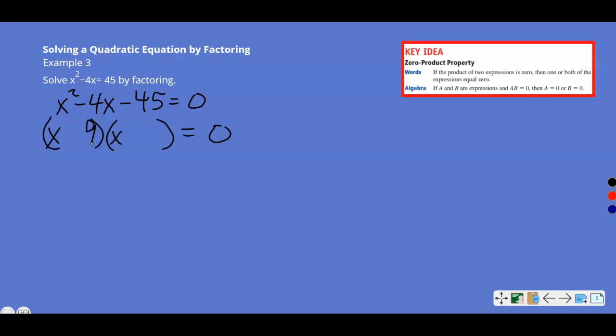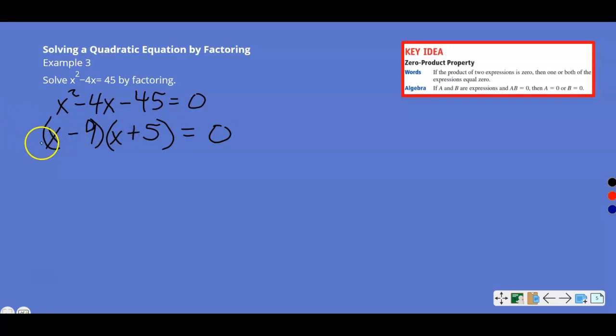So if I do 9 and 5, and then opposite signs, because to multiply to get a negative 45, you have to have opposite signs, and I need my bigger number to have the negative. That's how I get the negative in the middle. So negative 9 plus 5.